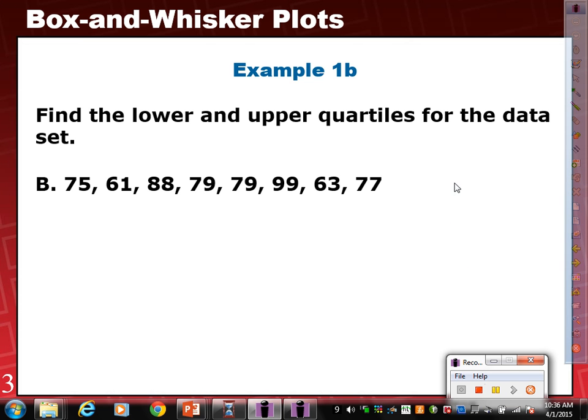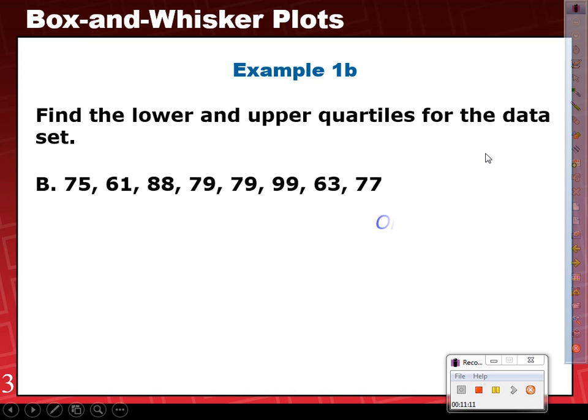All right, let's see what we got. Here goes the order. Look up, please. We got 61, 63, 75, 77, 79, 79, 88, 99. Yes? Yeah. So, the median. Let's see, how many data do we have? 1, 2, 3, 4, 5, 6, 7, 8. Uh-oh.